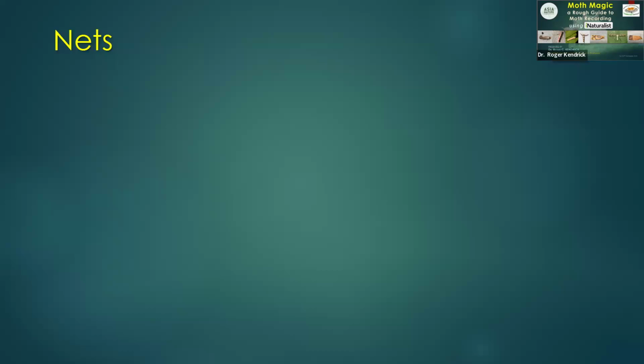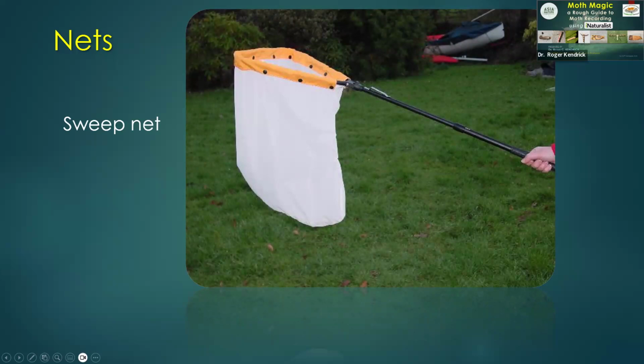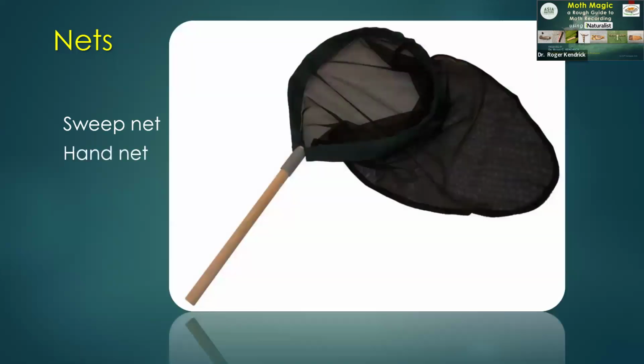Alternatives to lights, you can use nets, sweep net in grasslands, for example. This has got a reinforced net rim for sweeping through tall grassland or thorny vegetation, things like lantana scrub, acacia scrub. For more open field situation or aerial netting, you can use a hand net. This has no reinforcement around the rim.